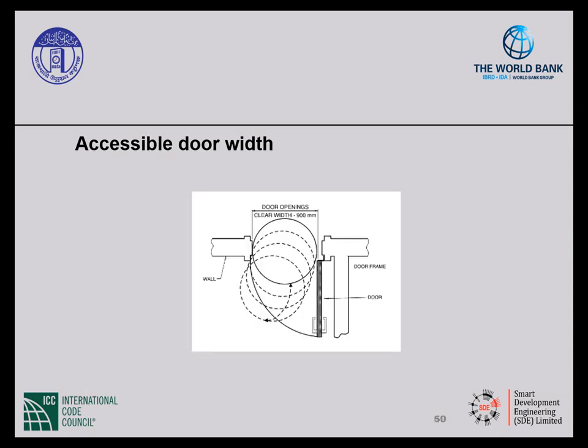So here's a little better graphic to illustrate how the wheelchair maneuvers through the door and why that clear opening needs to be from the face of the door to the face of the jamb. As you can see here, the thickness of the door reduces the opening size, the thickness of the jamb reduces the opening size. So if you had provided the door leaf at 900 millimeters, you're going to end up with something that's less the thickness of the door and the thickness of the jamb.